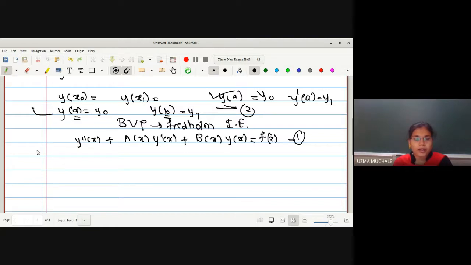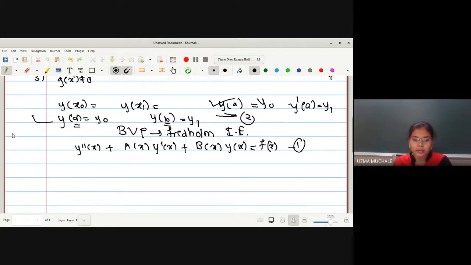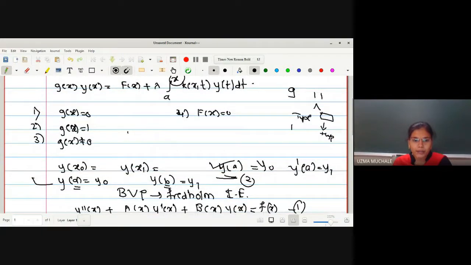Now, if you remember, in the last lecture we have seen the method. In that method, we substituted y double dash equal to some phi of x. After integrating that, we get y dash. After integrating once again, we get y. And then all those equations, equations 3, 4, 5, we have to put in equation 1. After solving that, we have to write it in the defined Fredholm form.